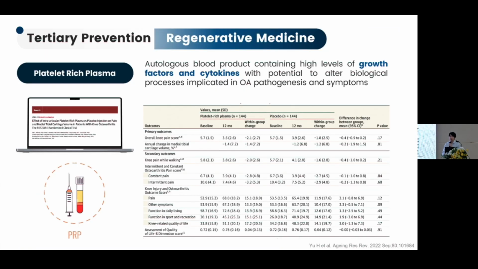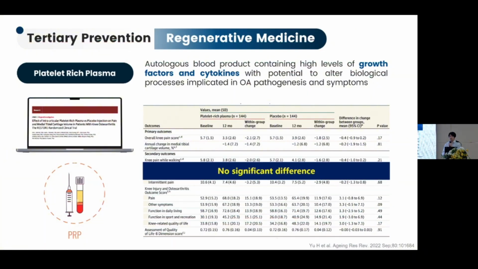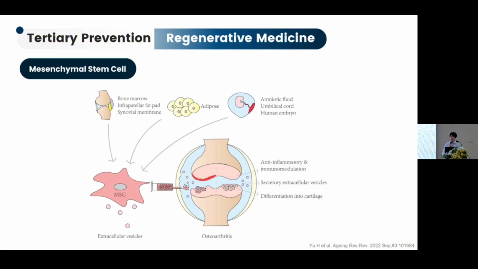Looking ahead, regenerative medicine holds promise for OA treatment. For example, PRP, or platelet-rich plasma, was thought to be an effective strategy to relieve the patient's symptoms and may be involved in cartilage regeneration. However, there is a lot of evidence against these hypotheses.